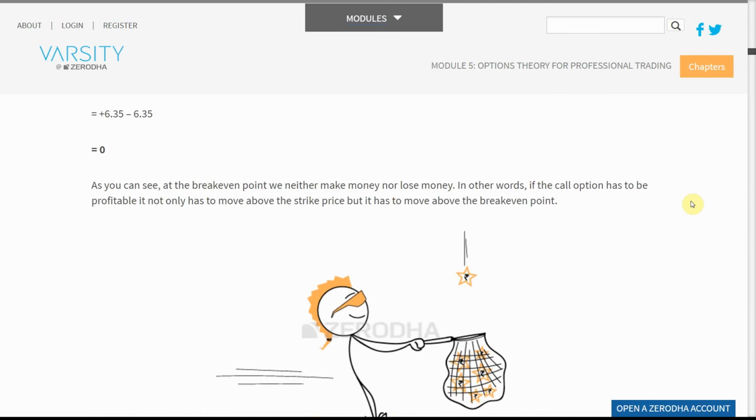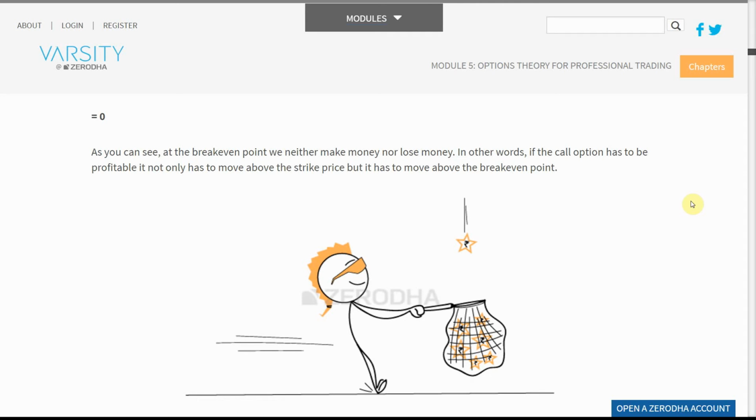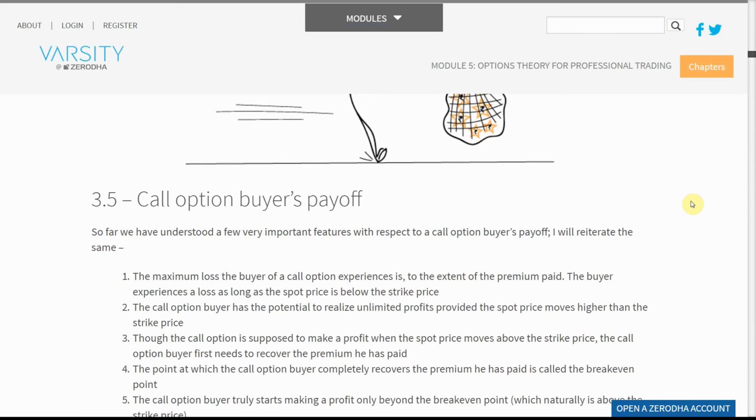In other words, if the call option has to be profitable, it not only has to move above the strike price, but it has to move above the break-even point. 3.5 Call option buyer's payoff.